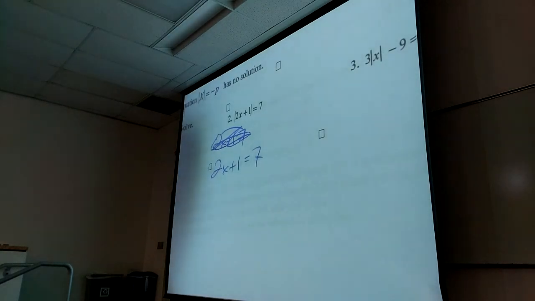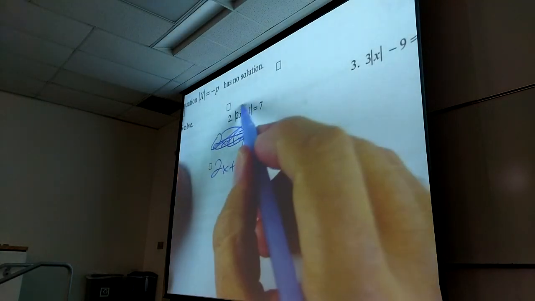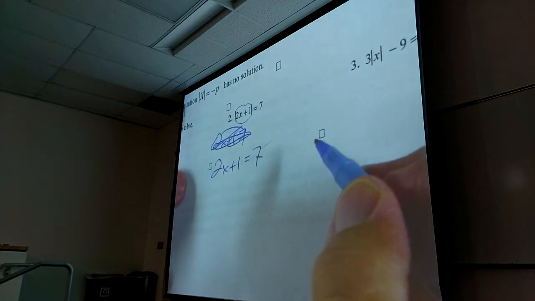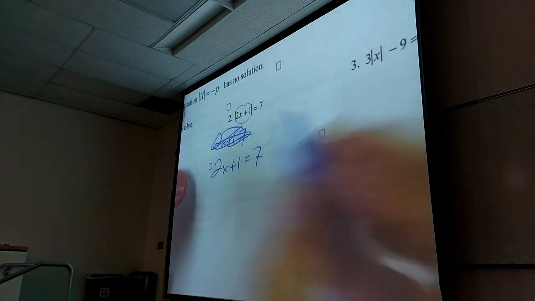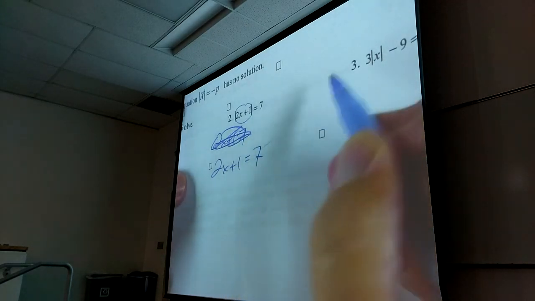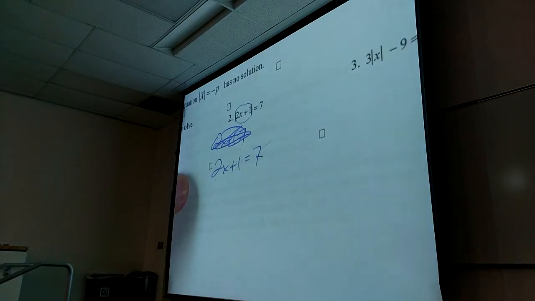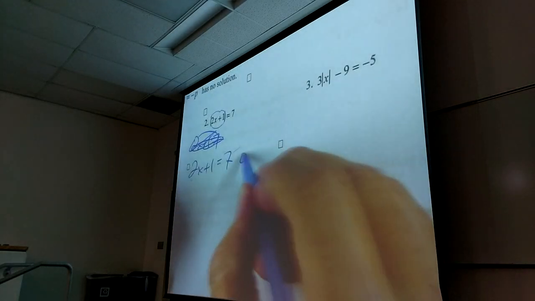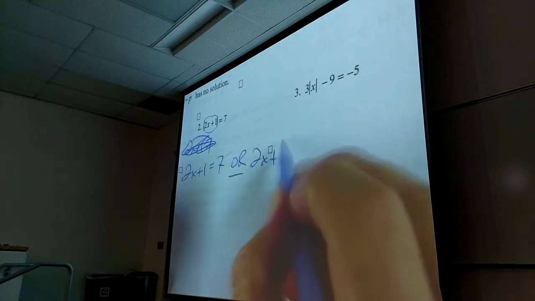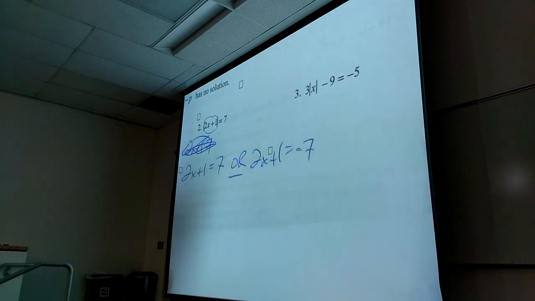Is that okay? What can I put in here? What can I replace 2x plus 1 with? What could it equal so the absolute value of that thing is 7? Well, either it could already be 7 or negative 7. Okay, I like the way 7.